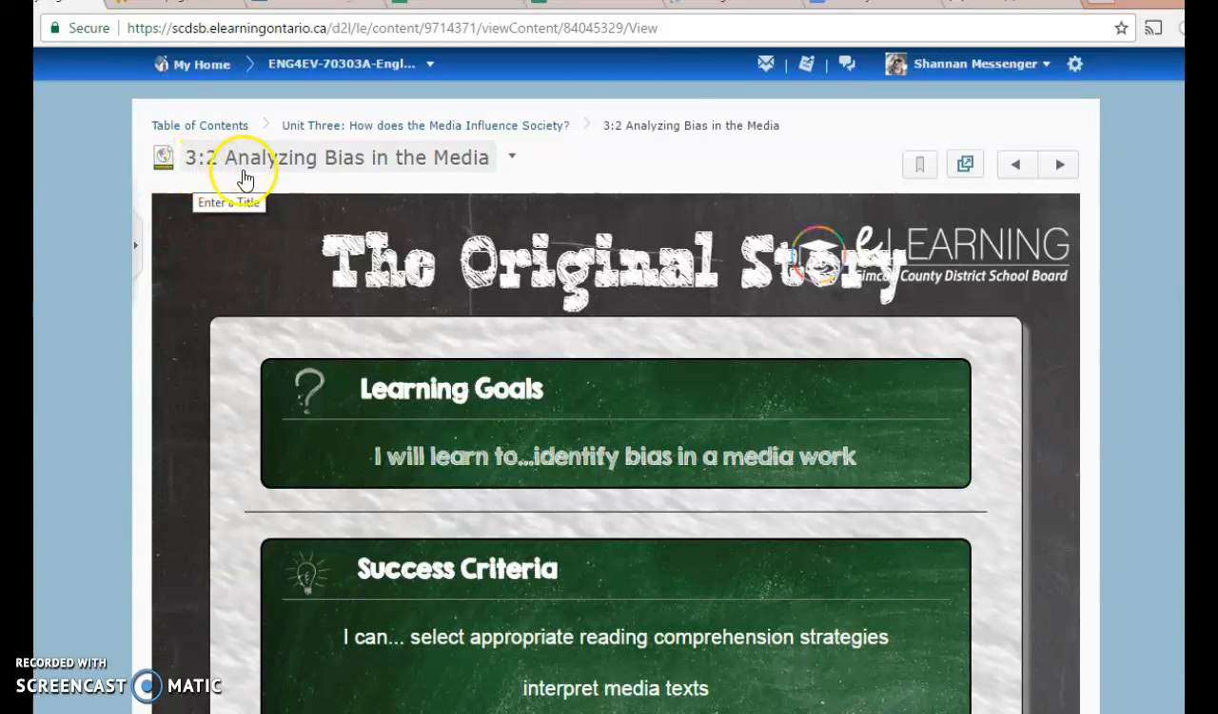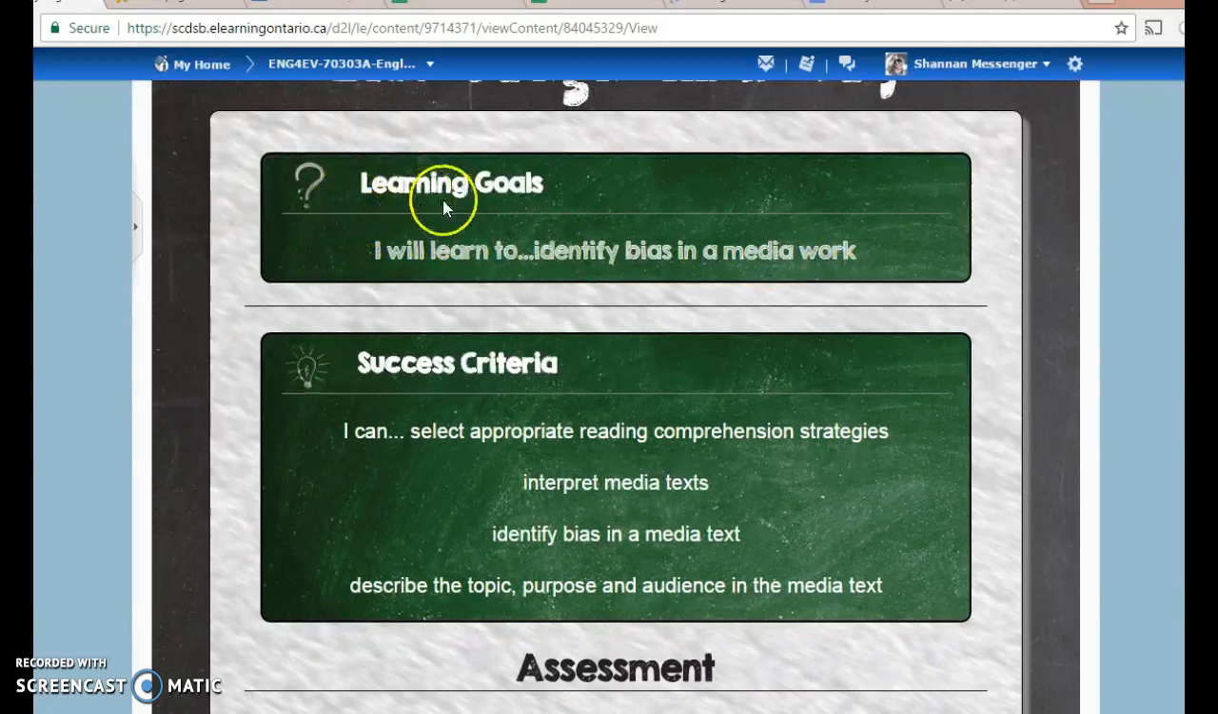Unit 3, Lesson 2, Analyzing Bias in the Media. The original story. Learning goals. I will learn to identify bias in a media work.